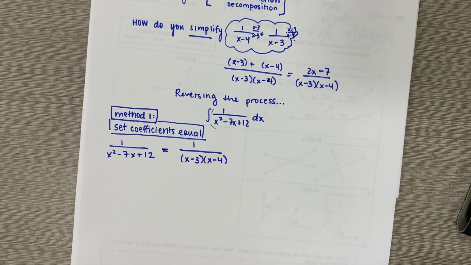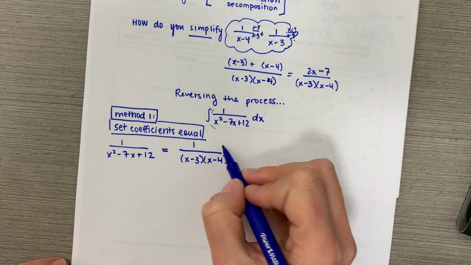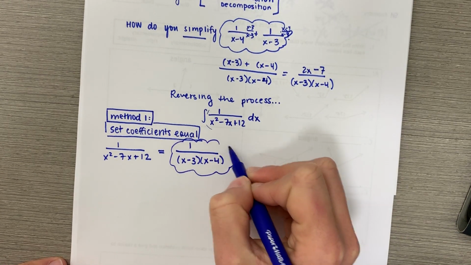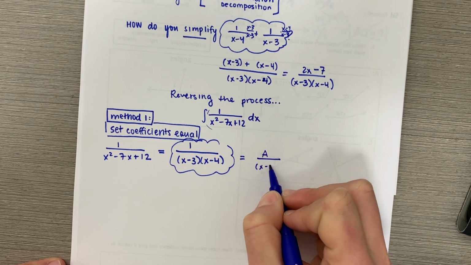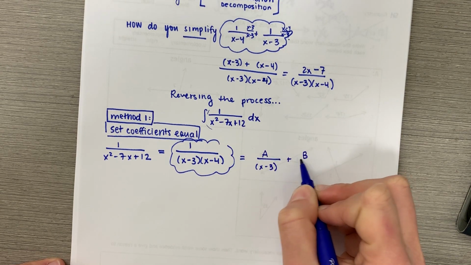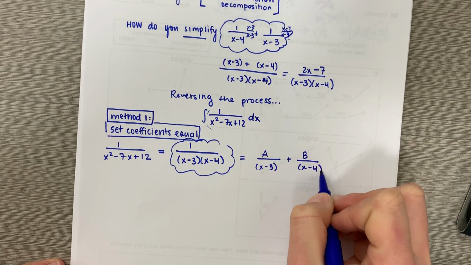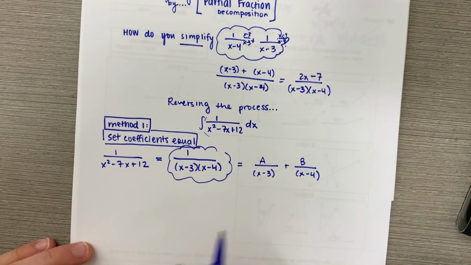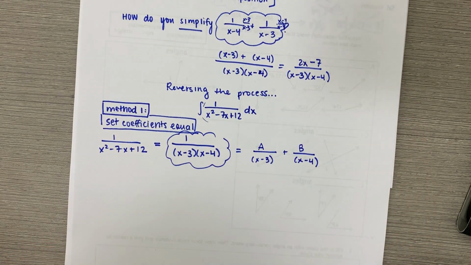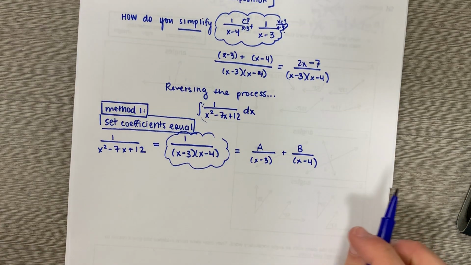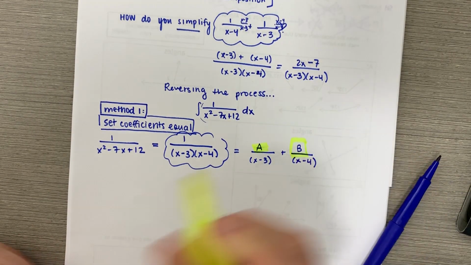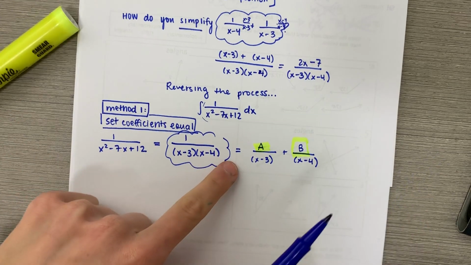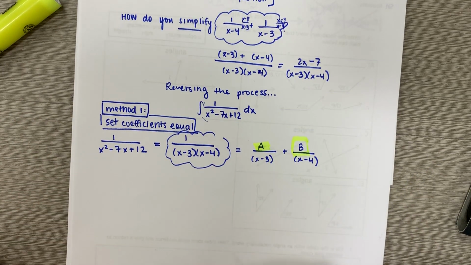And what partial fractions tells us is that this can be written in the form of some number over x minus 3 plus some number over x minus 4, similar to what we saw above. We can split that up into two fractions, but we need to figure out what A is and what B is that makes this equal sign true. So how do we do that?